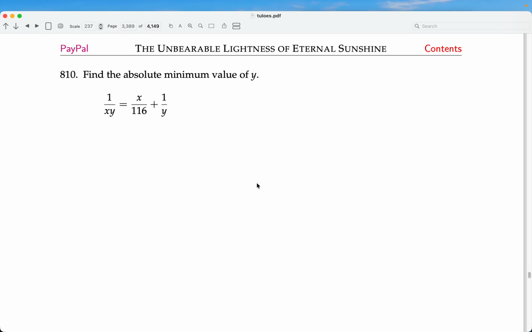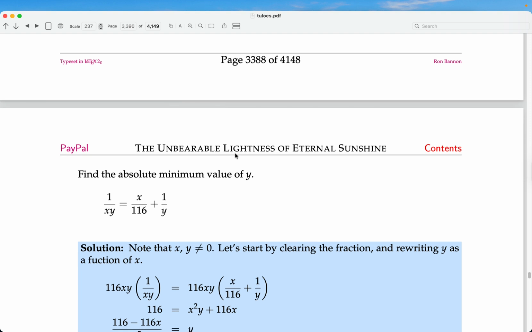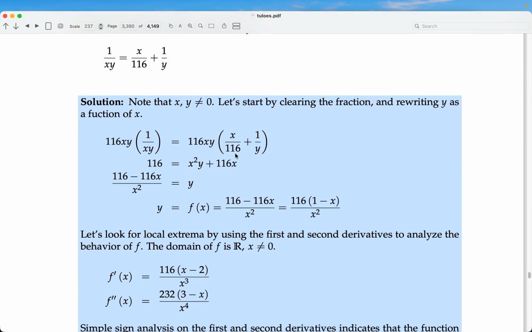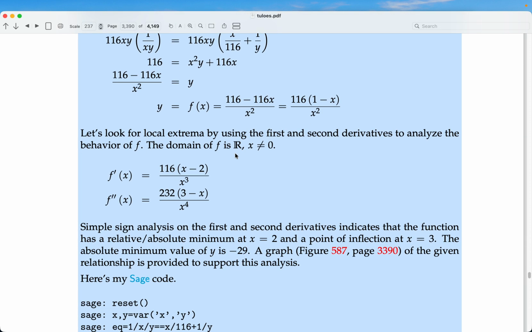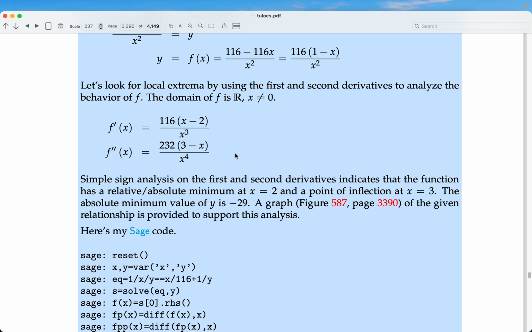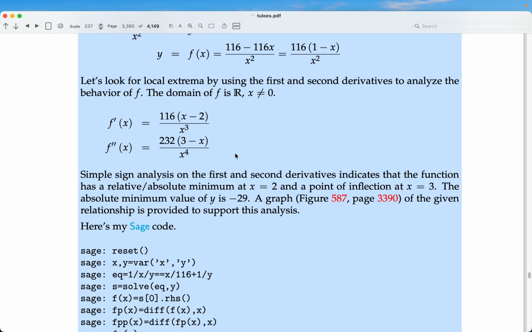Okay, problem 810, it says find the absolute minimum value of y, and you're given this equation over here. So let's go through what I call a paper and pencil solution to the problem. And we get a result to it, but let's just talk about how to check these results. Oh, I also want to put up the graph.